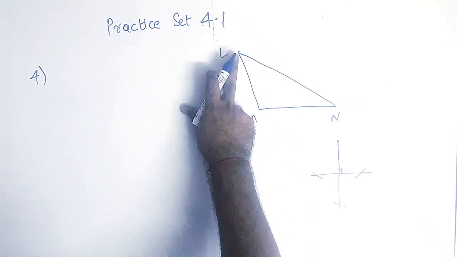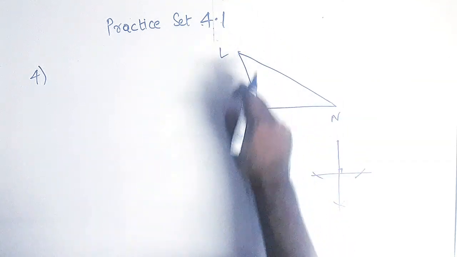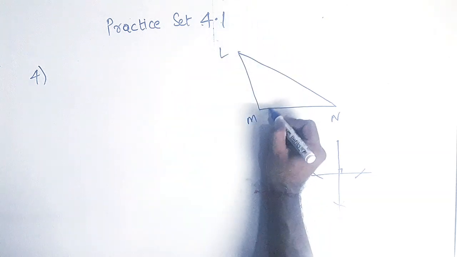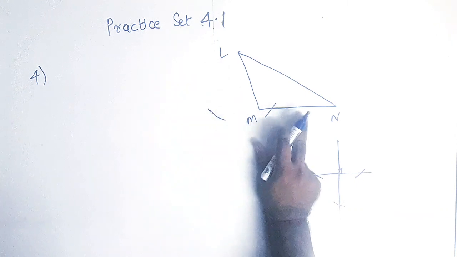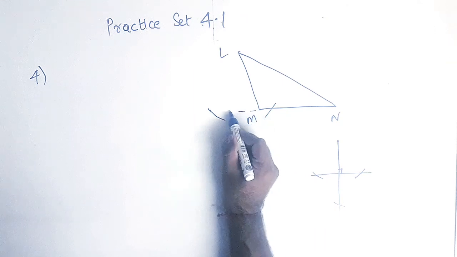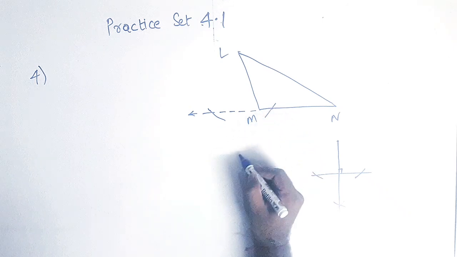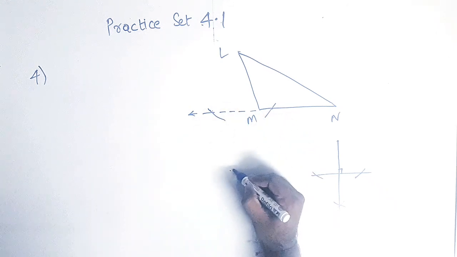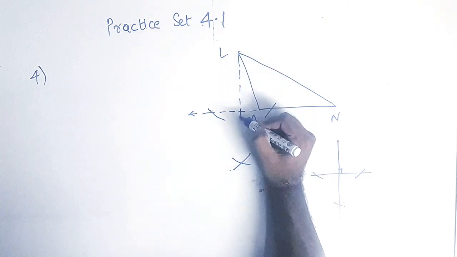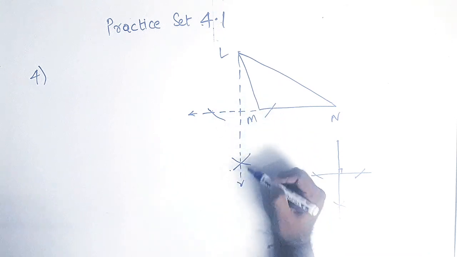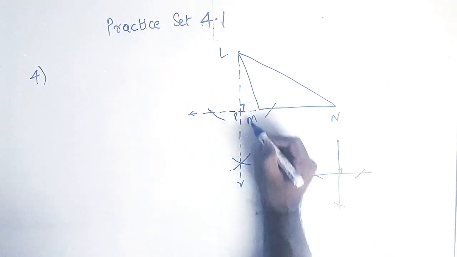From L I have, this is MN. I have to draw a perpendicular to MN. So from L you will draw an arc here and draw an arc here. Because it is an obtuse angle, you have to extend this. Clear? So from here you will draw an arc, and from here also you will draw an arc. So you can see this is the first altitude. Let this be P, LP.